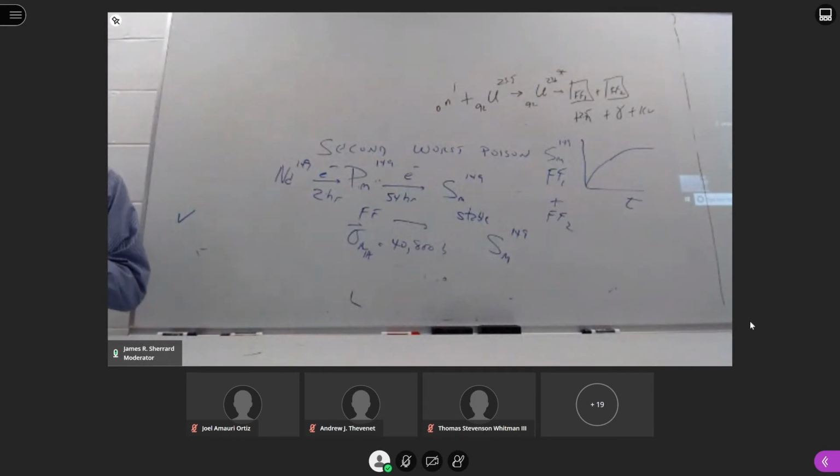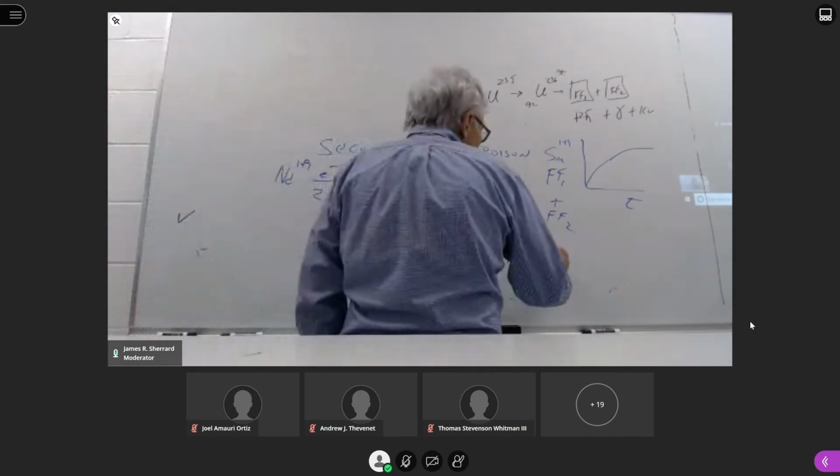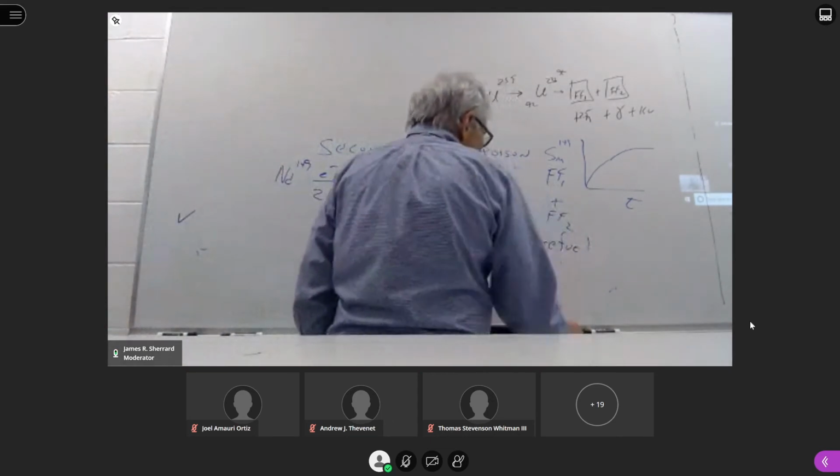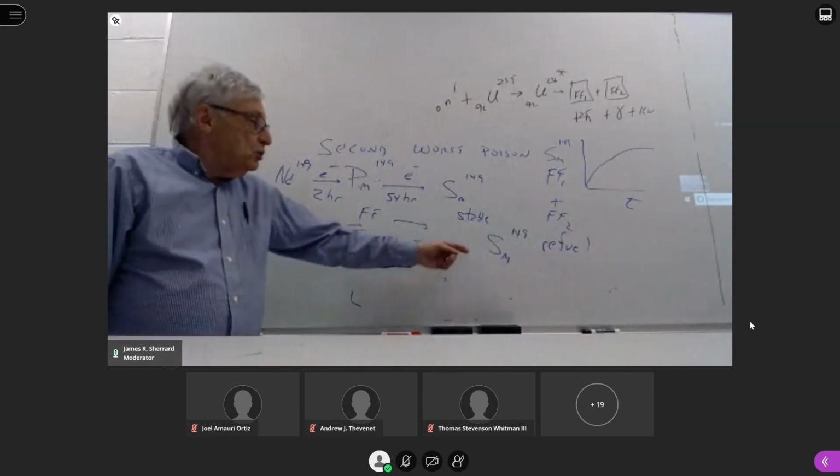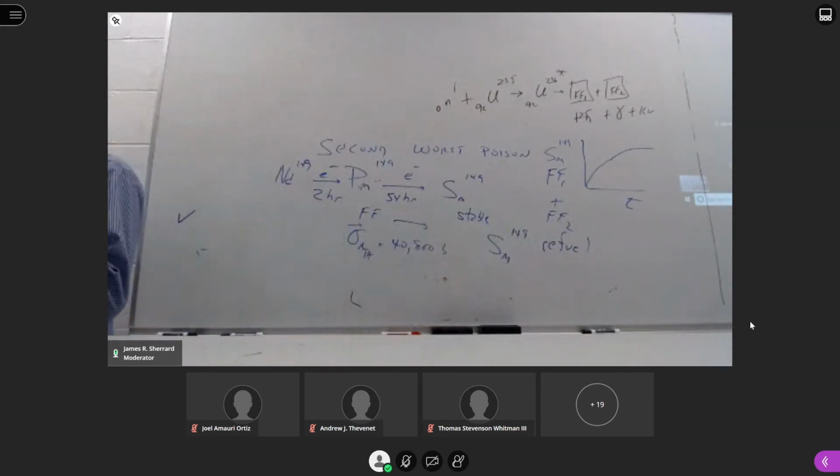So how do you get rid of samarium-149? Because you just don't want to have your fuel grow more and more to be samarium than other things you'd like it to be. How do you get rid of samarium? Anybody? The only thing you can do is refuel. So when you refuel and you take out the old fuel, you take out all that stable samarium that is built up over time.